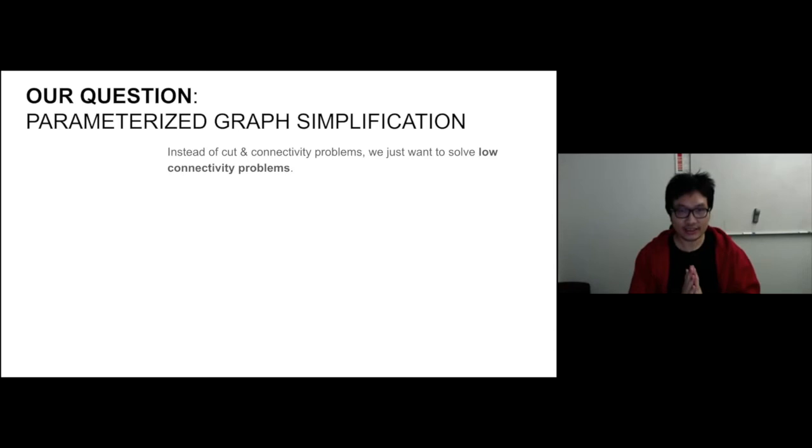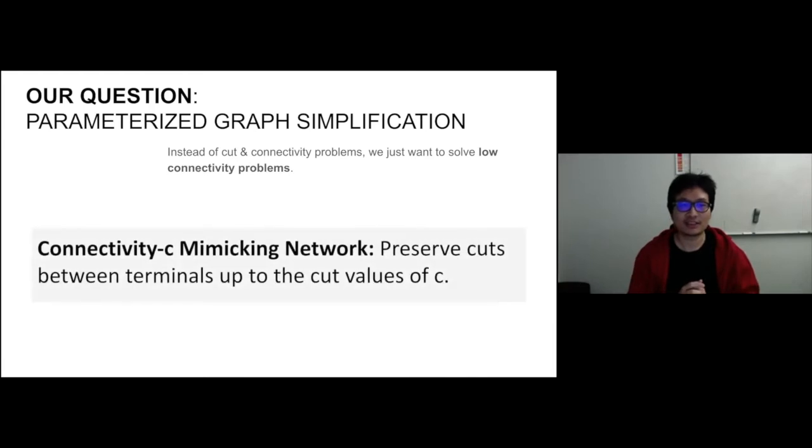Okay, so the object that I just defined can be used to solve cut problems and connectivity problems. But what if I just want to use it for the purpose of connectivity problems? Not even that, just low connectivity problems. So let's see what I mean. Now c is another parameter. A connectivity c mimicking network is a graph H that preserves the cuts between terminals, but not all the cuts. I just want to preserve the cuts up to the value of c. So if my cut is larger than c, I don't care. I just say that I will keep c. Anything that is bigger, as long as I round it down to c, it will be okay. So let me try to define this formally.